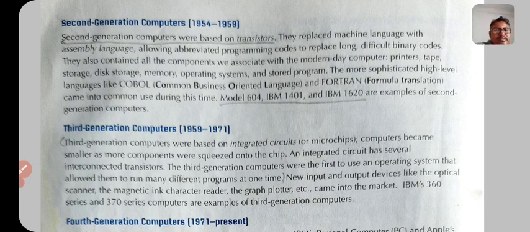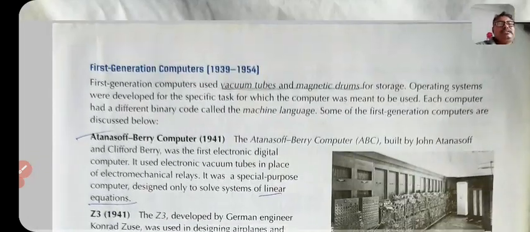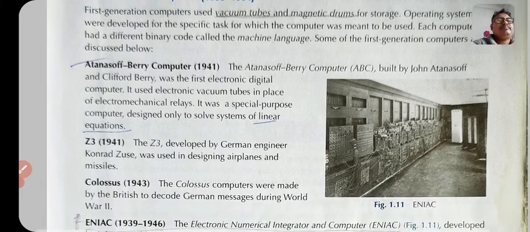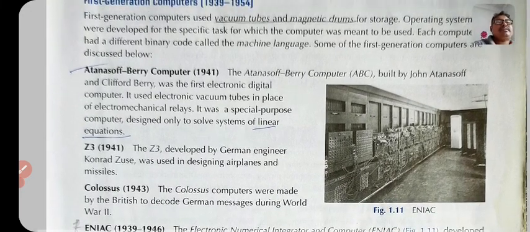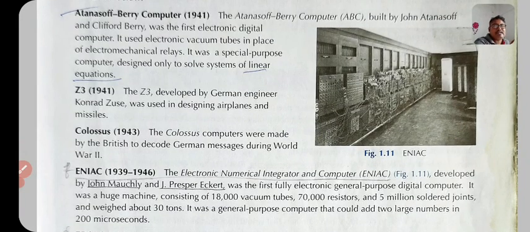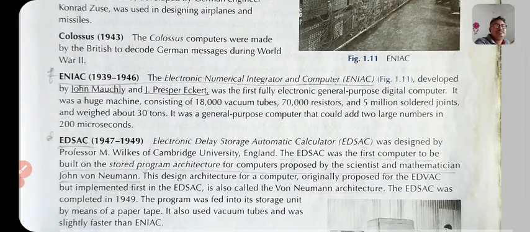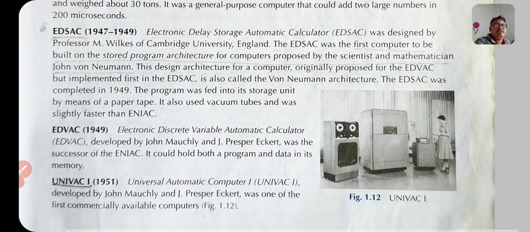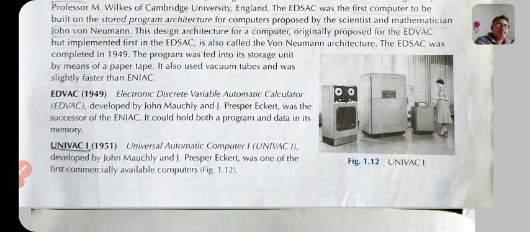On the first generation, what we have learned is that it was mainly based on vacuum tubes and magnetic drums. Vacuum tubes and magnetic drums were used for what purpose? For keeping memory stored. Then computers were used for specific task purposes. ENIAC was the first general purpose computer. Then they developed and reduced it, and the first commercial computer, ENIAC 1, was introduced.